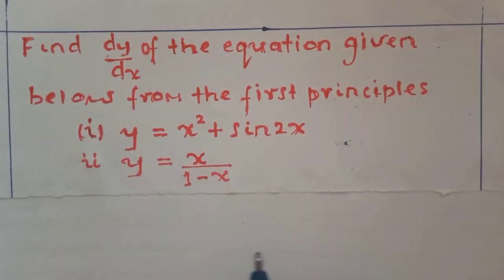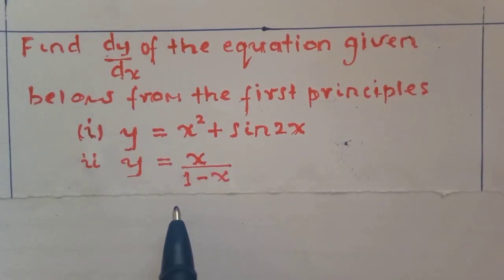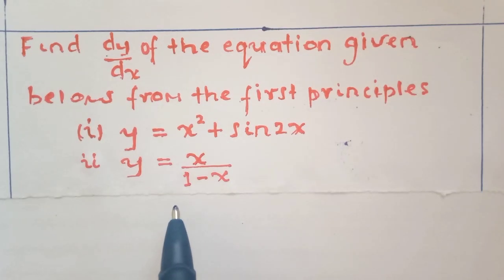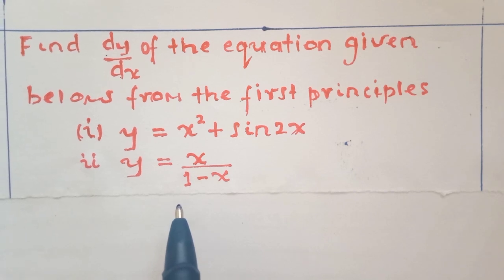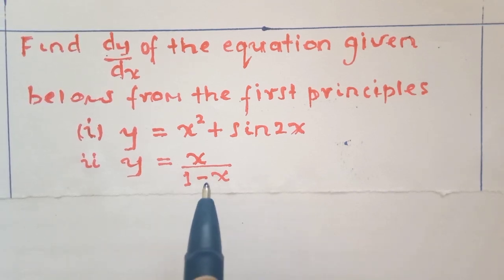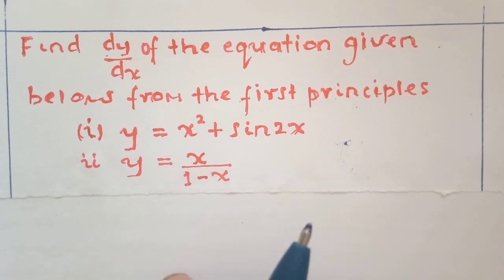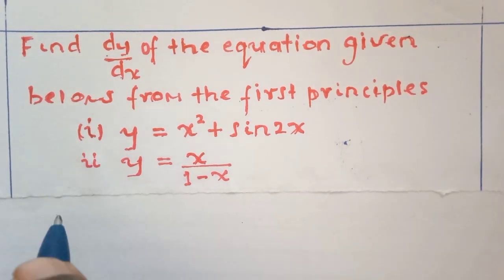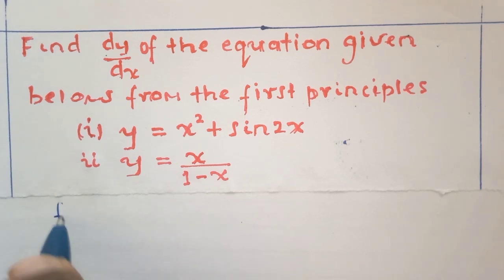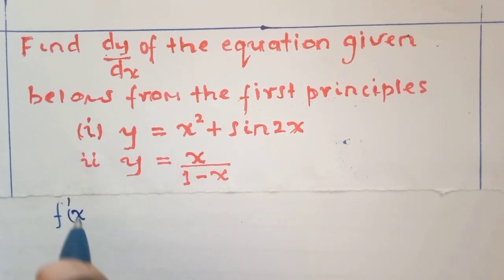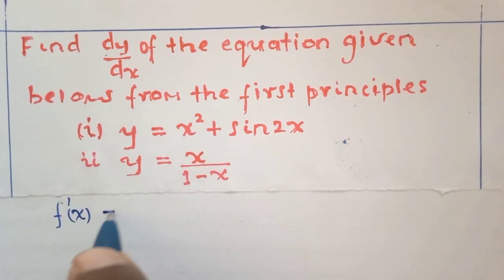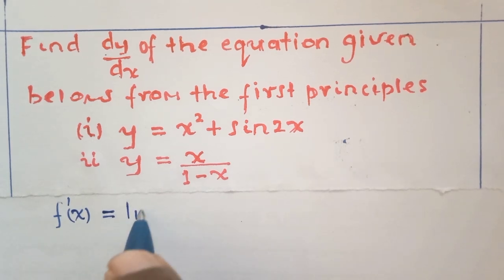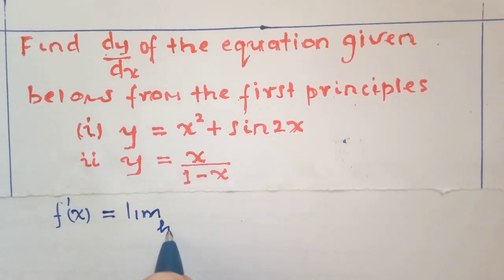And if you are not able to do it, you can refer to the problems that I have done in my earlier videos on derivative. So let's start off. So this is how I'm going to start. We start by writing the equation of derivative, which is f prime x is given by equals to limit as h tends to 0.